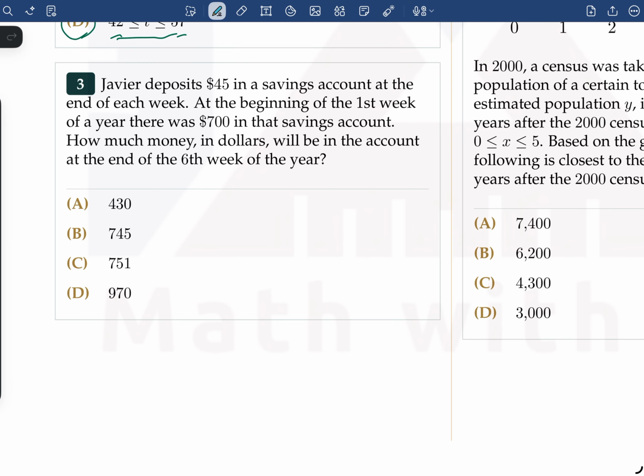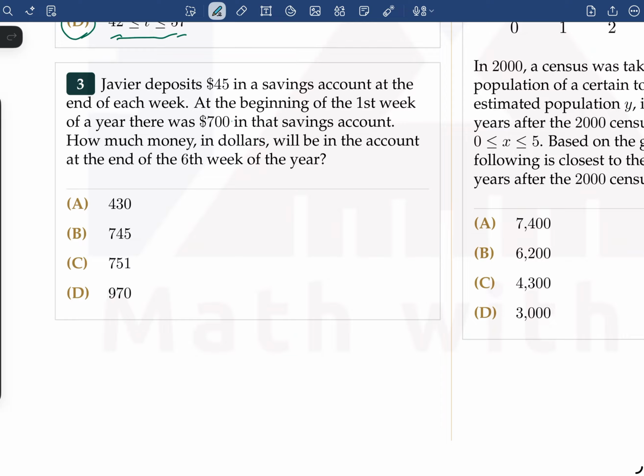Question number 3. Javier deposits $45 in a savings account at the end of each week. At the beginning of the first week of a year, there was $700 in that savings account. How much money, in dollars, will be in the account at the end of the sixth week of the year? So here we can consider a linear equation, because this increases in a linear way.